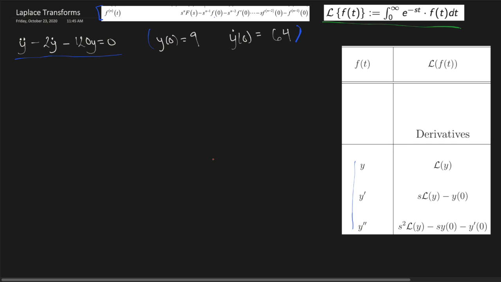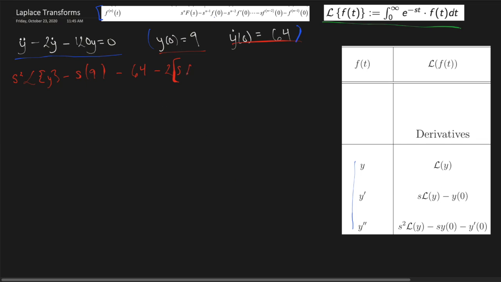So we have a y double prime here. Y double prime is equal to s squared Laplace of y, minus s y, which is the y original value function, which is 9, minus y prime at 0, which is 64. So let's just do that. We're going to get s squared Laplace of y minus s times 9, which is from there, minus, well, y prime is 64, minus 2, and don't want to forget our brackets, it's 2 times this whole entire Laplace.